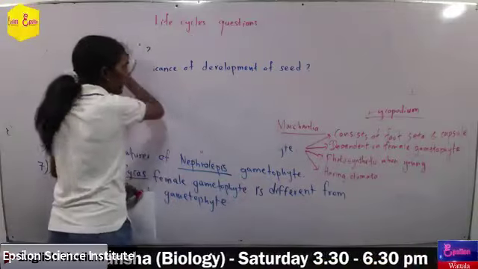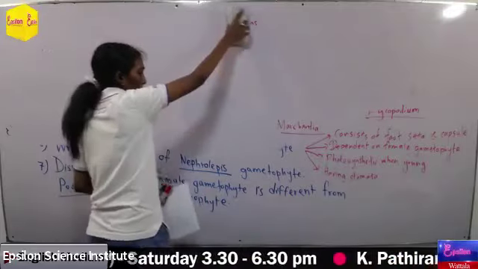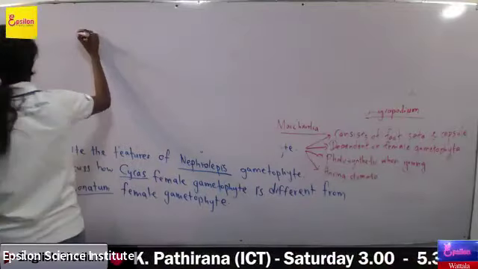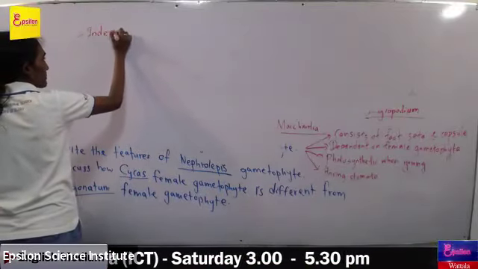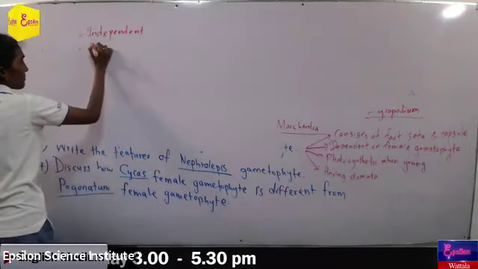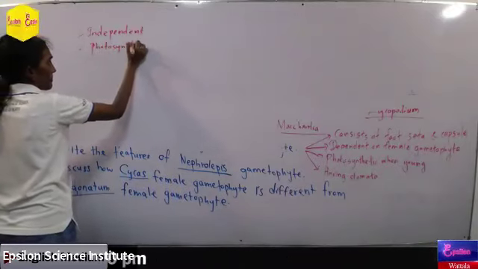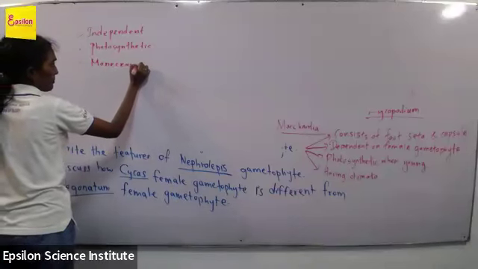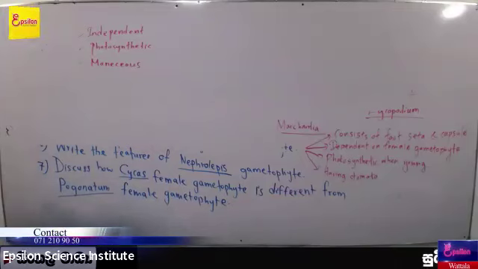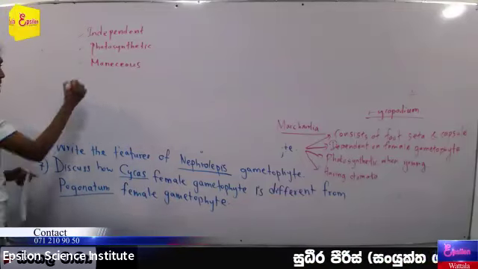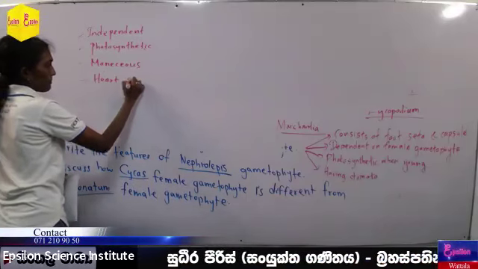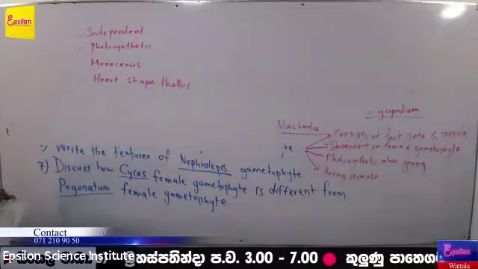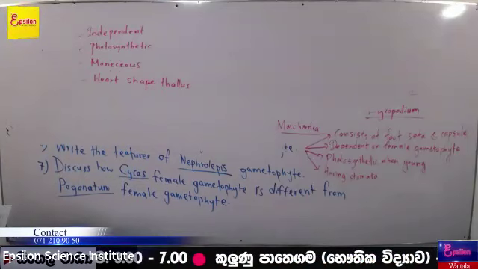Right, write the features of Marchantia gametophyte. What do we write for that? Independent, photosynthetic, what else? Yes. Monoecious, what else? Heart shape, thallus, isn't it? Underside, what are the things present? Archegonia, antheridia, rhizoids.